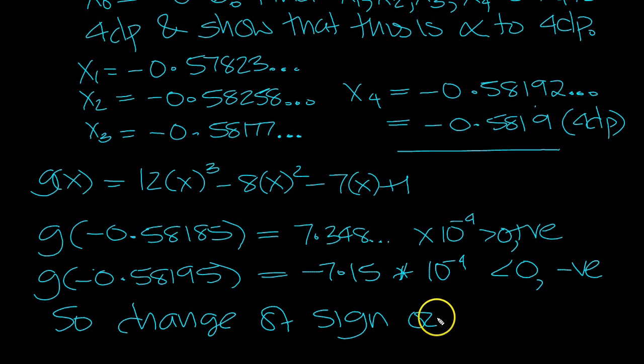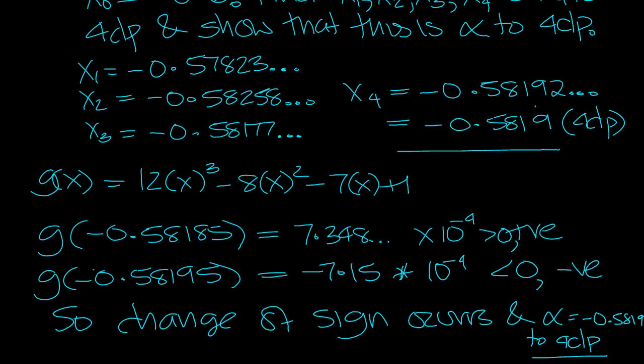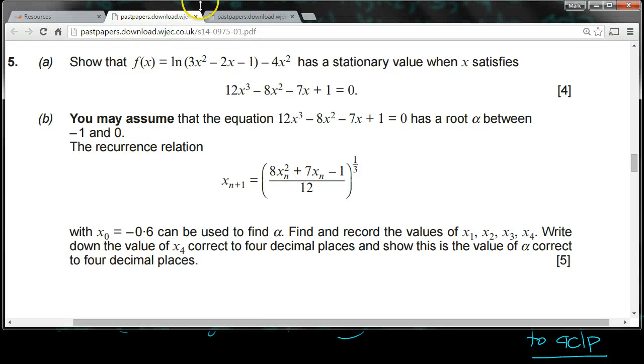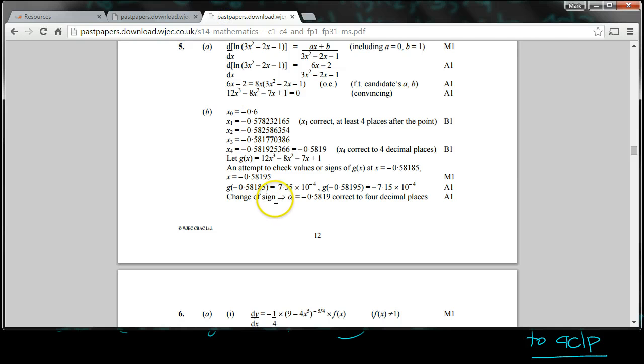Change of sign occurs, and alpha is equal to minus 0.5819 to 4 decimal places. Let's just look at the solutions quickly. Change of sign occurs, yeah, minus 0.5819. These are the iteration values, hopefully I've got them right, and it was okay.